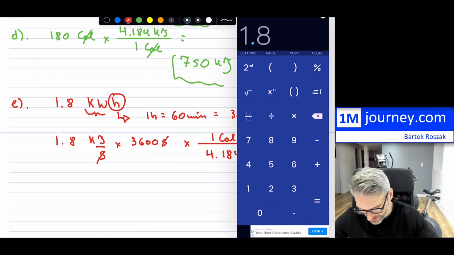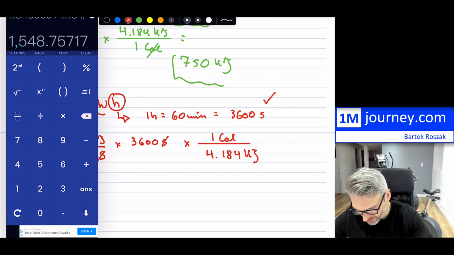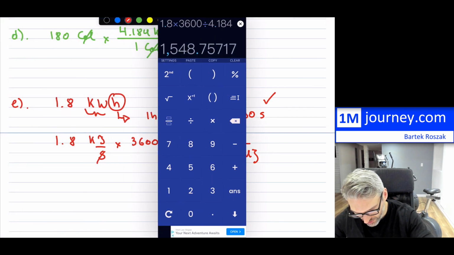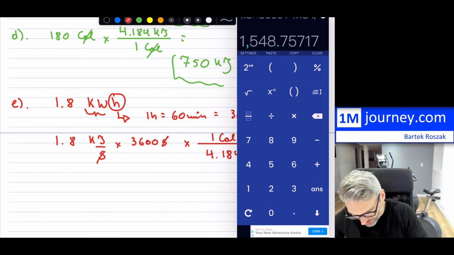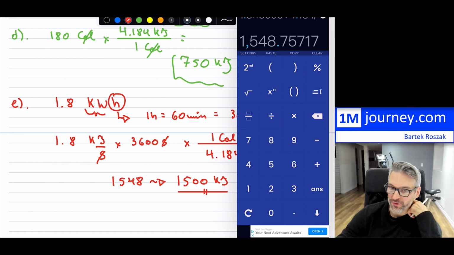So 1.8 times 3600, and then divided by 4.184, and there we have it. All right, so that's what we would have in there. So those kilojoules cancel, and we would have 1548. Well, okay, so two significant figures, 1500. That's what we would have in Calories. All right, so 1.8 kilowatt hours is about that.